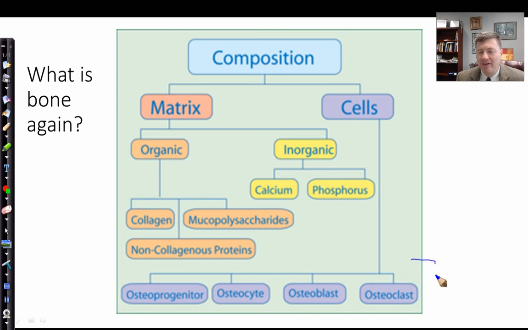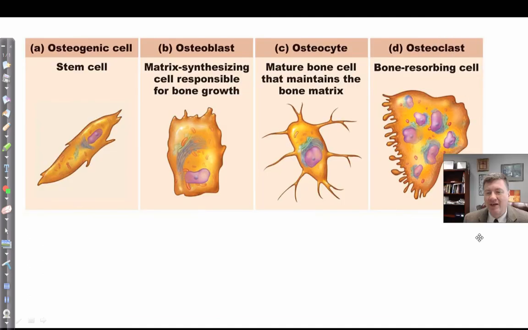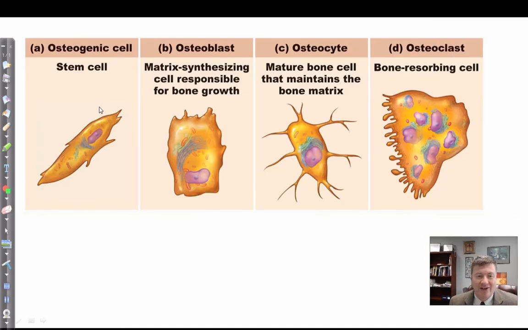However, I'm going to focus mainly on this part down here. Let's look at the cellular part of bone. Let's look at the four cell types. Osteoprogenitor, you'll see a different term for that in a second. Osteocytes, osteoblasts, and osteoclasts. So the four types of cells that we're going to find characteristic of bone are these four.